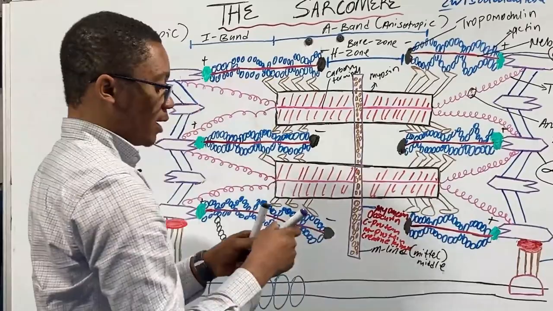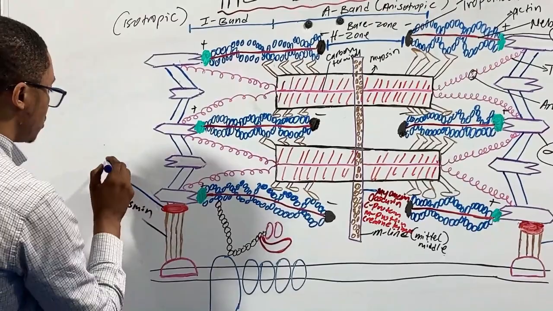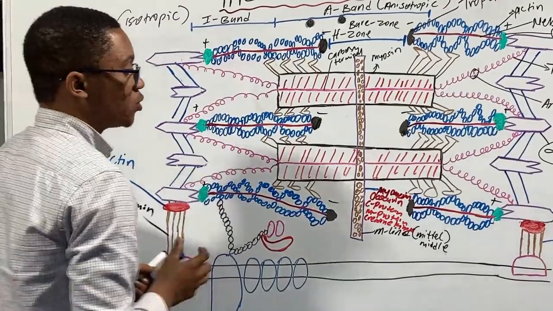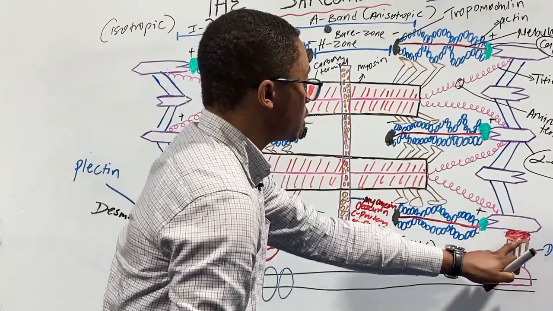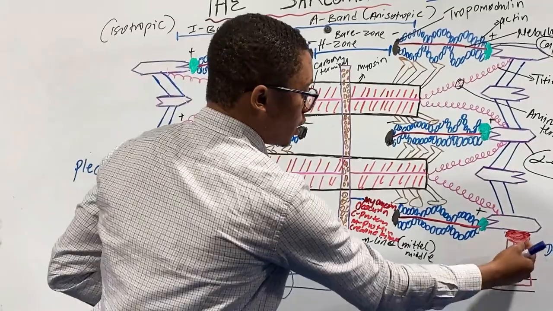Let me just write it here. This structure here is known as plectin. So desmin with the aid of plectin anchors the Z disc together and keeps it in shape. This is the function of desmin and this protein, plectin. And as I said earlier, these lines I drew are the desmin, and they run through the whole Z disc.